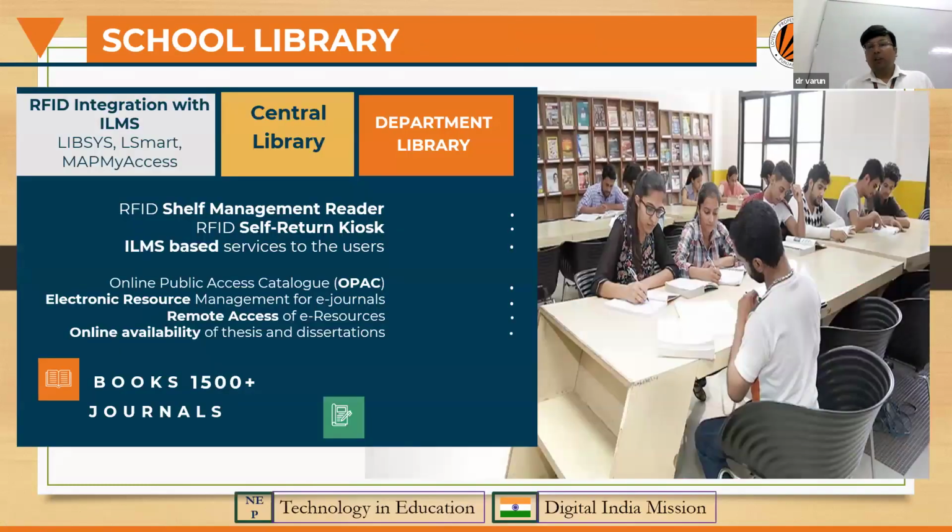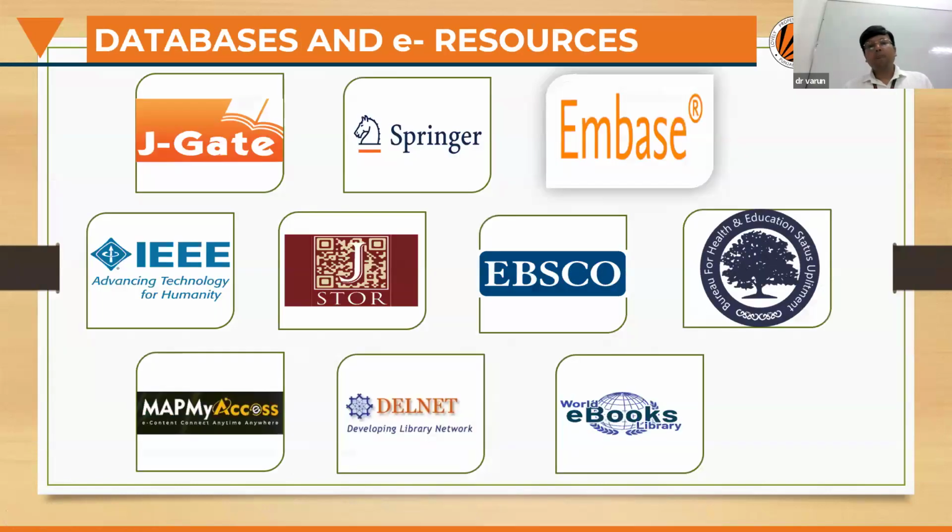Next, we have a very good, well-established department and a central library also. With that library, we have lots of books. More than 1,500 books as well as journals can be found in the libraries. Under the library, we have access to JCAT, Springer, Embase, and other platforms. All this access we get free of cost, as the university provides us access to all these platforms.